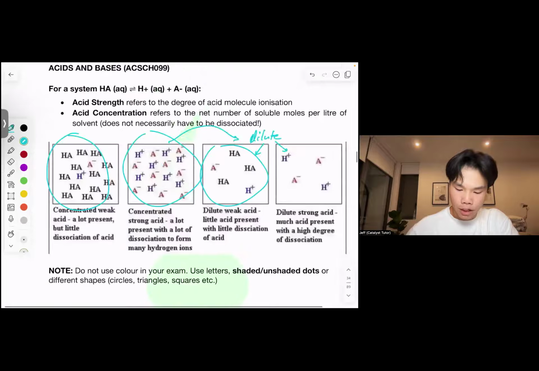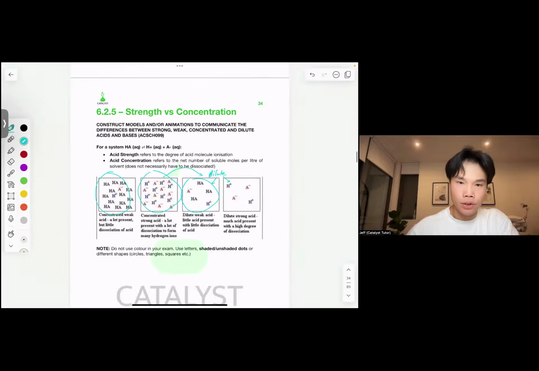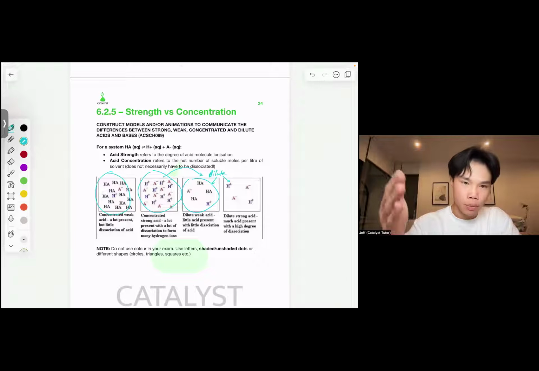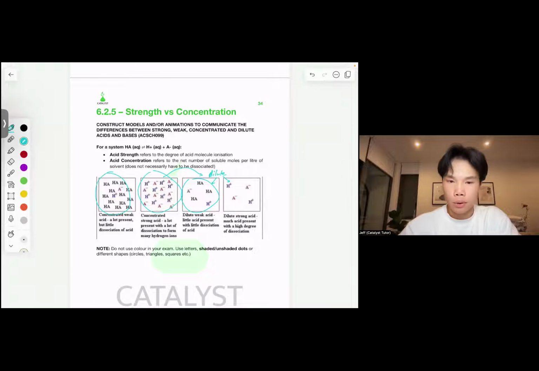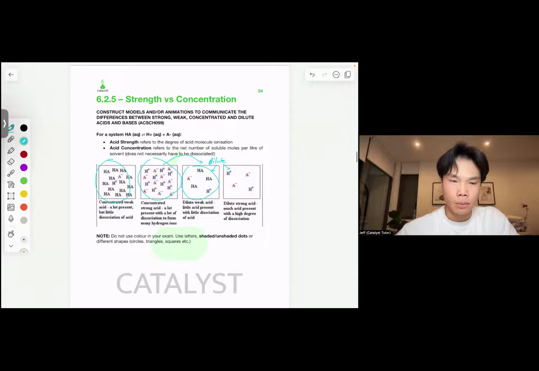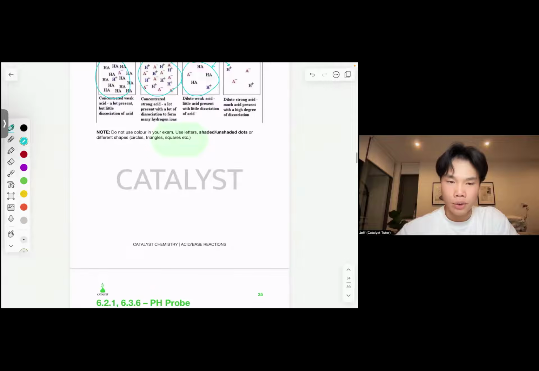So you need to be able to make a model of strength versus concentration in your exam. Something like this was perfect. Just be careful when you're making a model. Try not to use color because color is grayed out in your HSC. It's scanned in grayscale. So make it something that's distinct without using color.